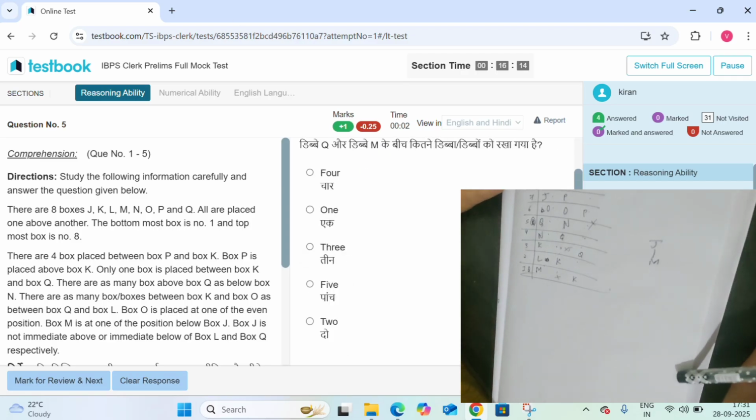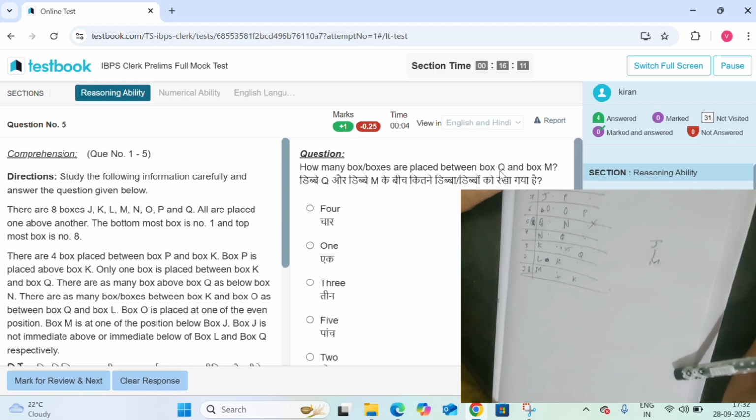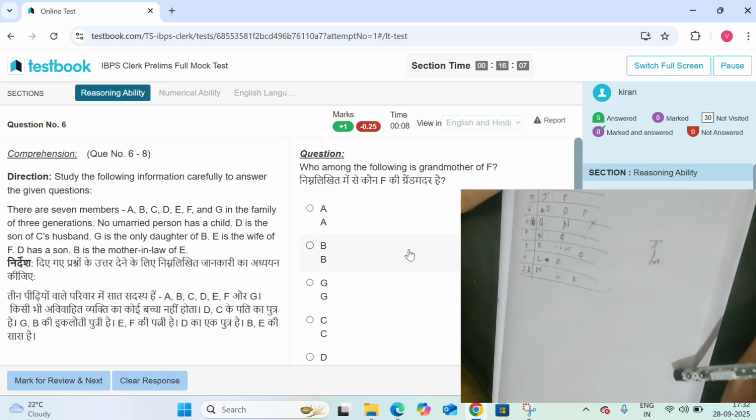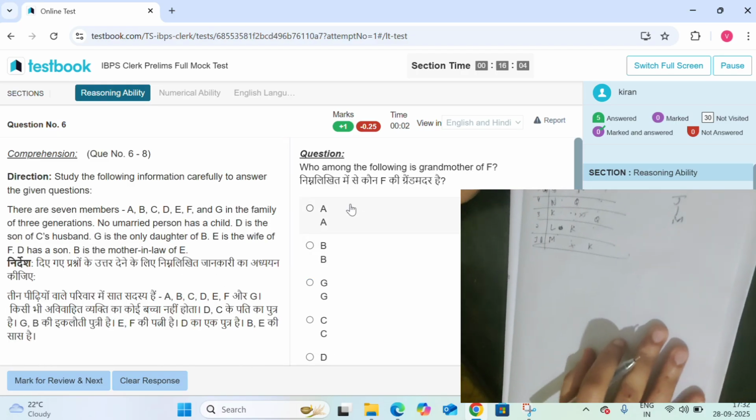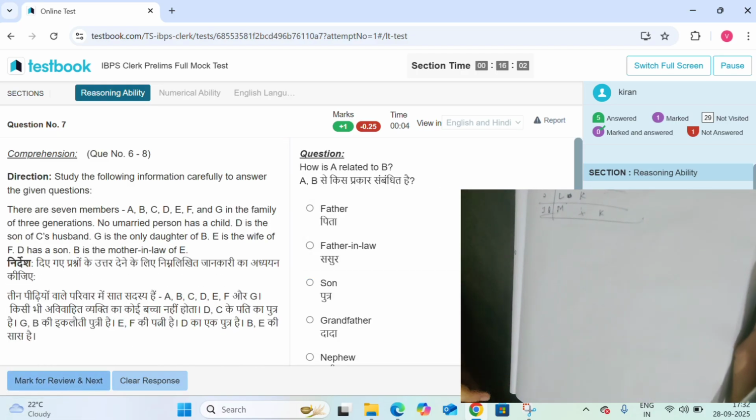Next. How many boxes are placed between Q and M? Q and M, that is 3 boxes. There are 7 members in a family of 3 generations. I will do this later.